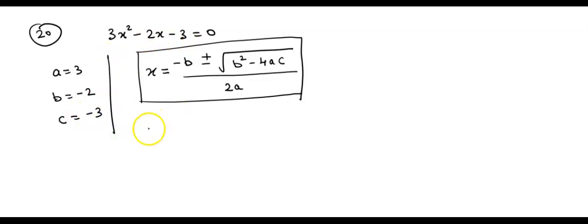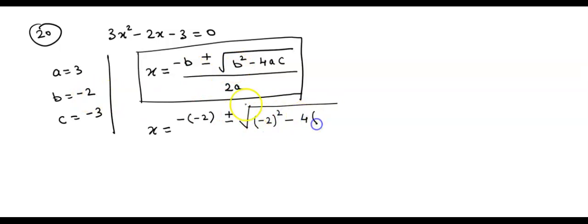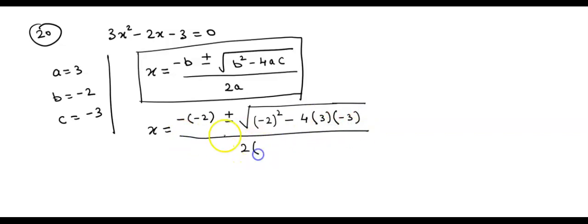Now let me substitute here. x is equal to minus, as it is, the value of b which is minus 2, keep in the bracket, minus 2, plus or minus root of b square, b is minus 2 whole square, minus 4 into the value of a which is 3, into the value of c which is minus 3. Done. That is whole divided by 2 into the value of a, which is 3.